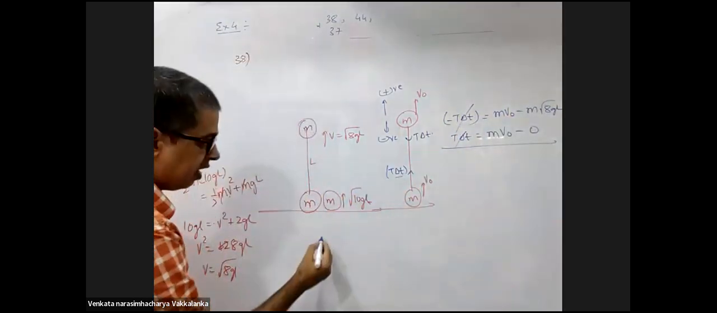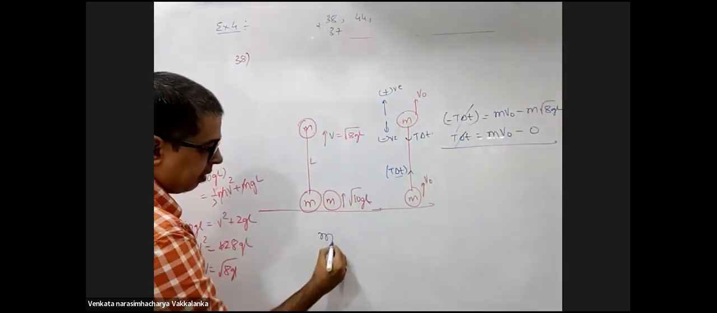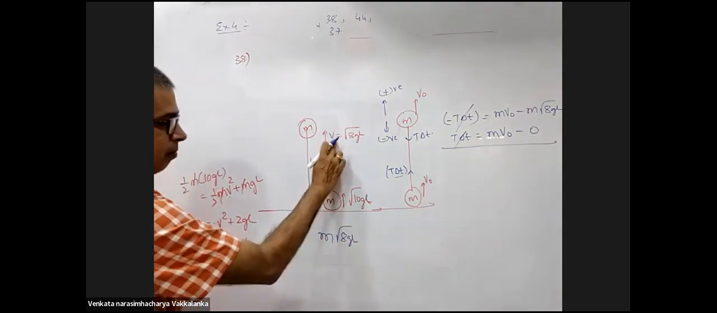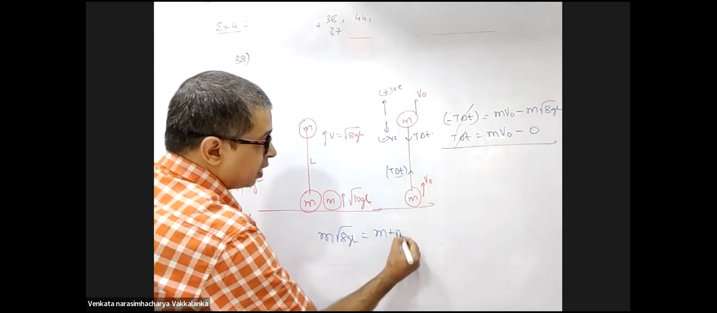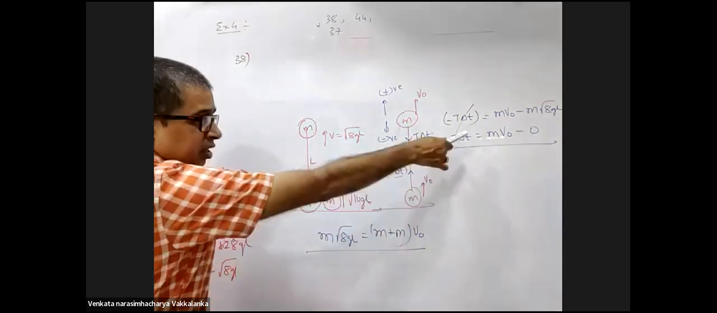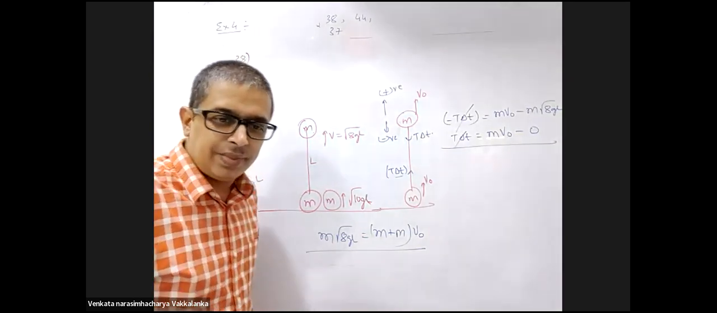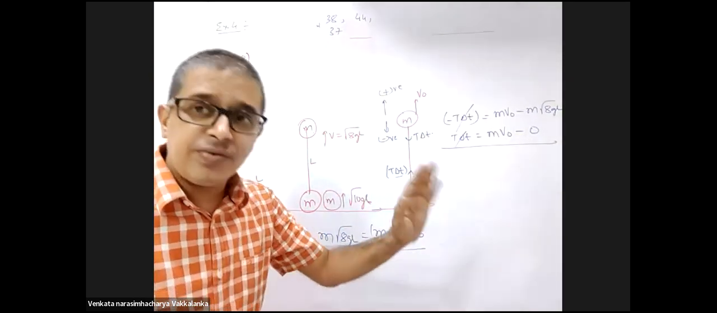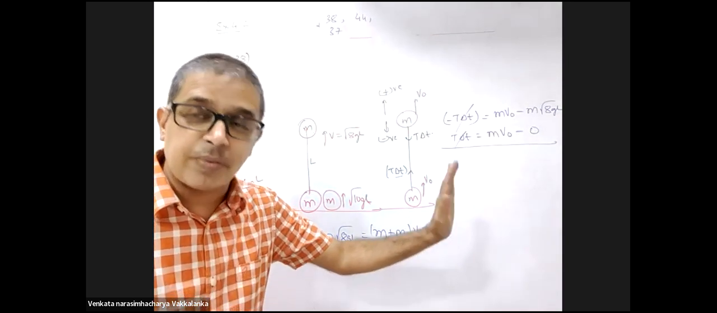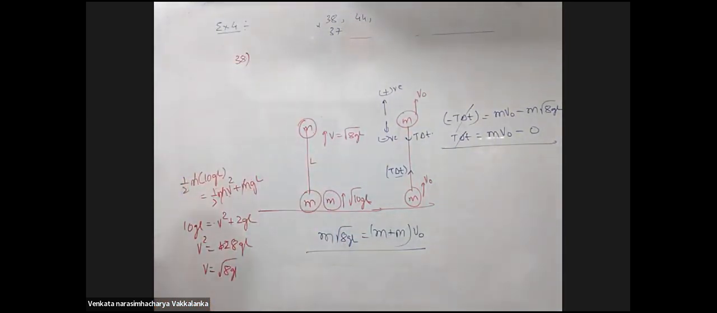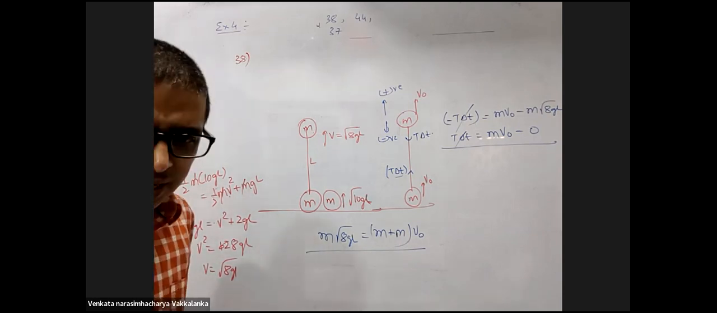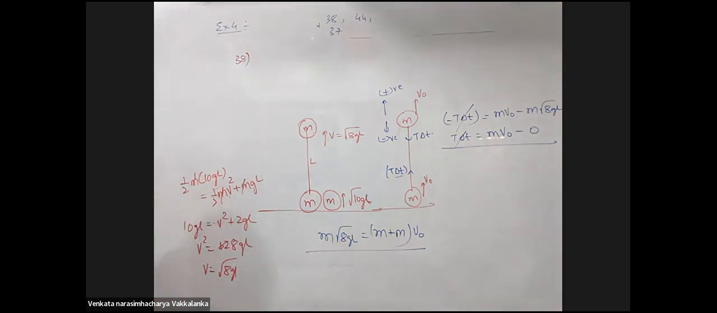I'll get the same equation. Have a look at it. Just before the string became taut, m into under root 2 GL. Just after the string became taut, m plus m into V0. Yes. Isn't it the same equation? Yes, sir. Same. The last quarter of the problem, I will not solve. I will leave it to your fine judgment. Somebody asked, can we solve 39th as well? I will, no problem with that.